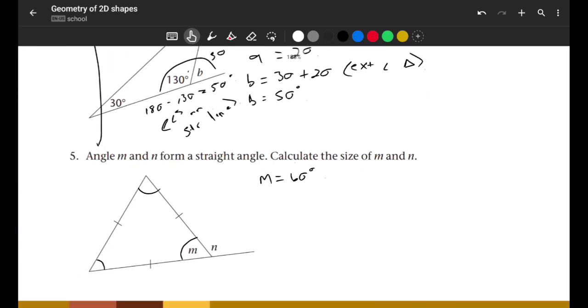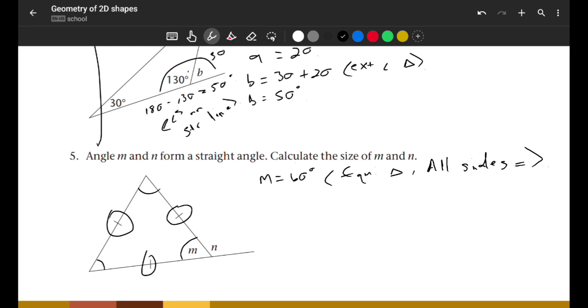Hence, I'm able to say M equals 60 degrees, and my reasoning for saying that is because it's an equilateral triangle. And the reason I say it's an equilateral triangle is because all sides are equal, and they've given me that. They've told me that all sides are equal. And now M and N are on a straight line, so automatically I know that angle M plus angle N equals 180 degrees, angles on a straight line.